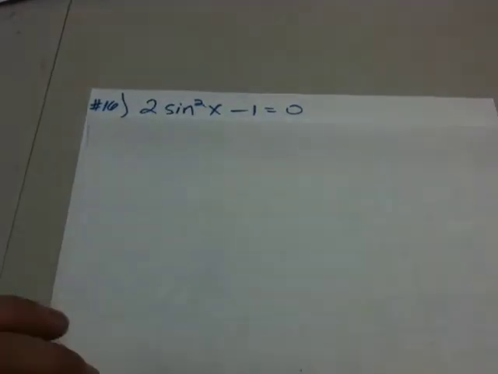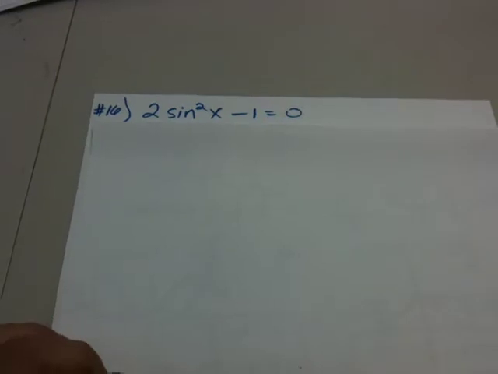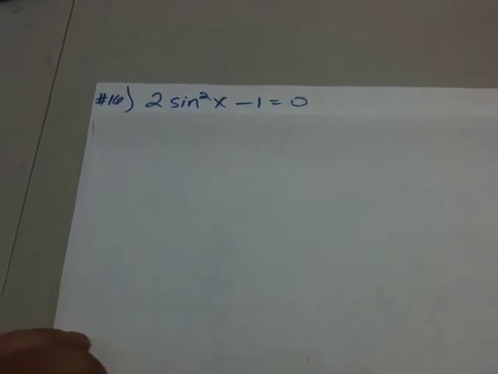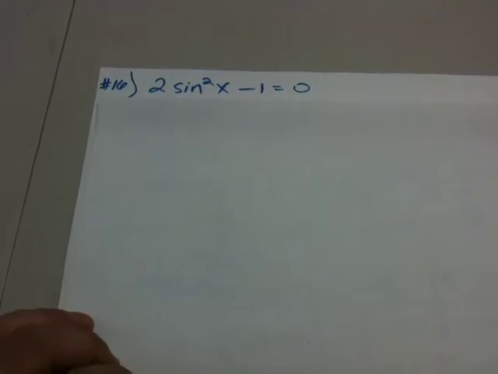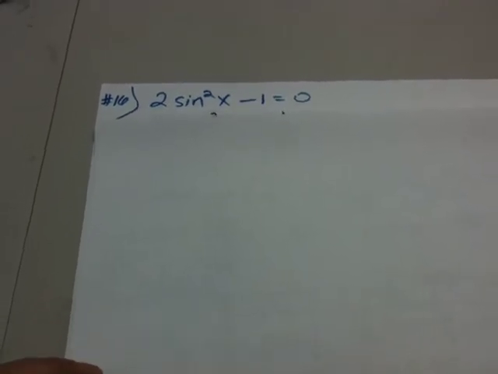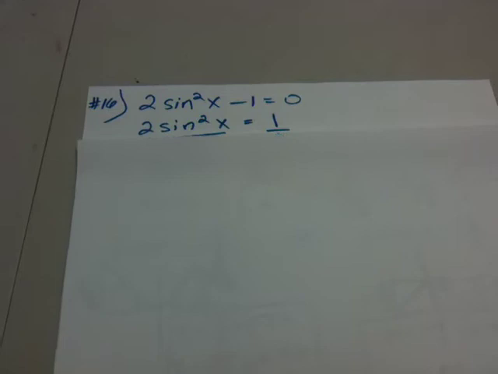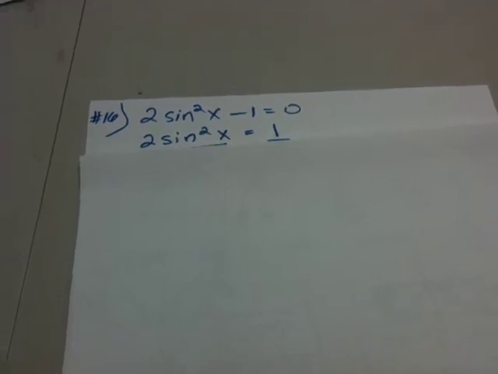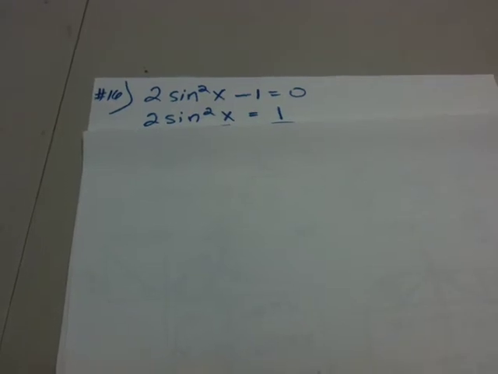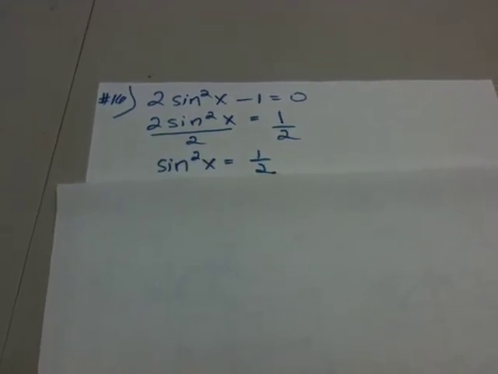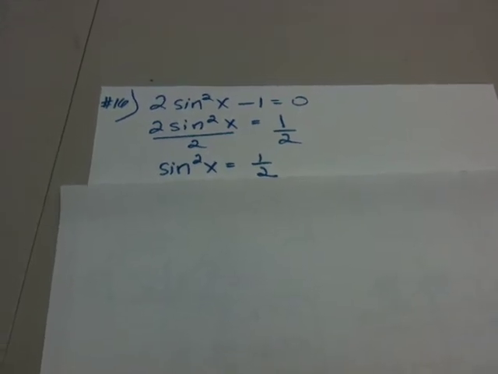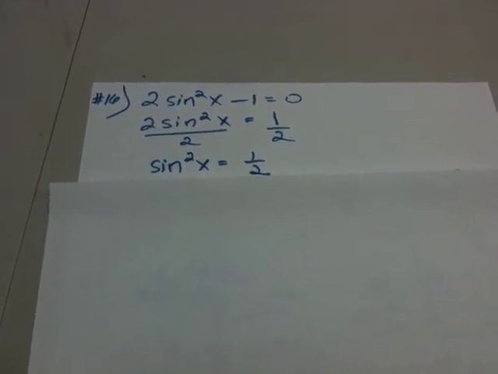The problem reads 2 sine squared of x minus 1 is equal to 0. Since this is an equation that doesn't have a middle term, it's quadratic and it only has 2 terms, my opening move is I'm going to separate it, and I'm going to move the negative 1 to the other side to make it 2 sine squared of x equals 1. After that, I'm going to divide both sides by 2, so we get down to sine squared of x equals a half.